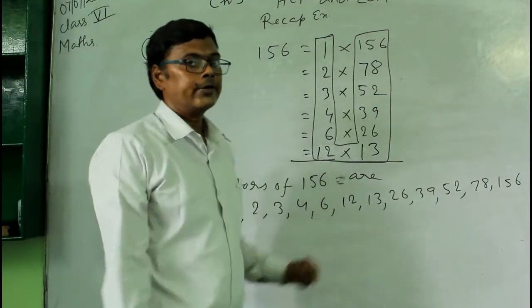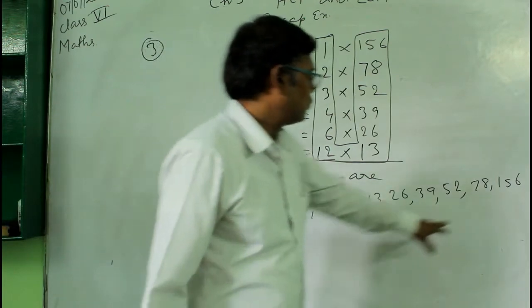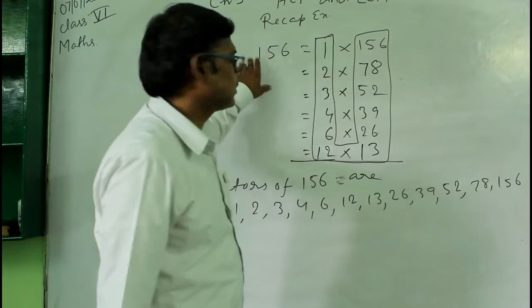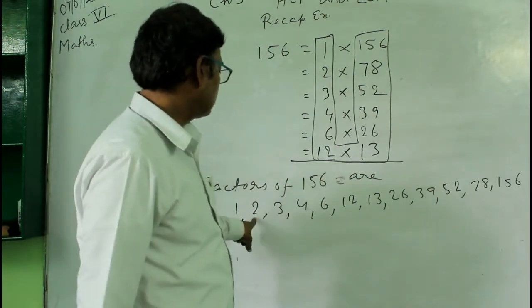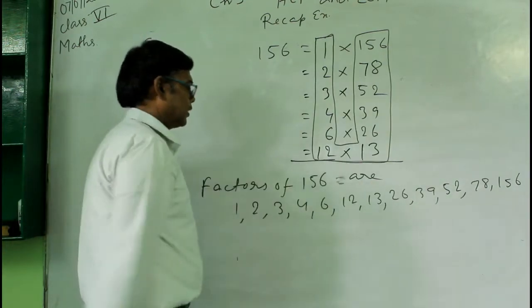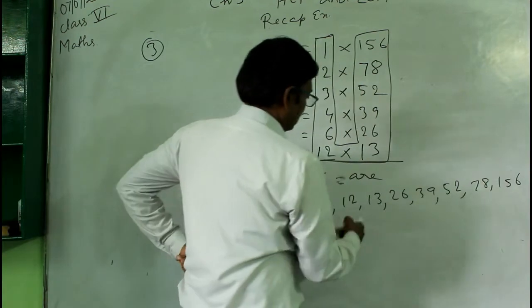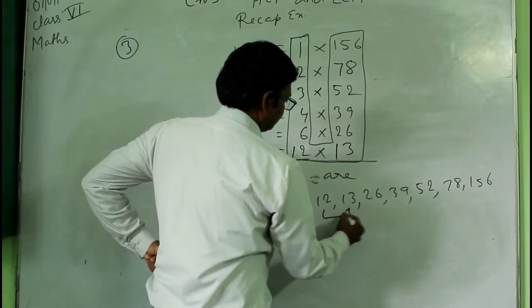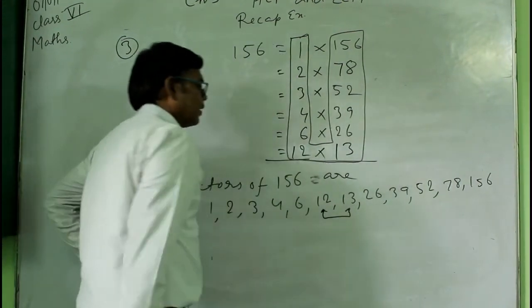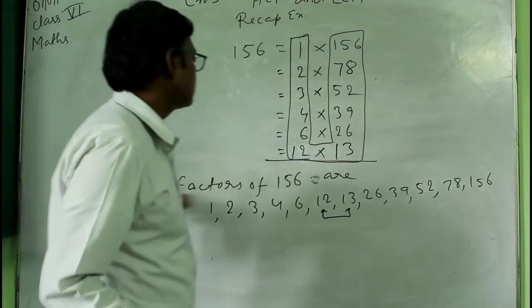Here I have found the factors. Now see the interesting thing here: 1 into 156 will be 156, and 2 into 78. That is, all these are in pairs. Like here you have 1 and 156, and all of these are in pairs. This into this equal to this, and so on. So these are the factors of 156.